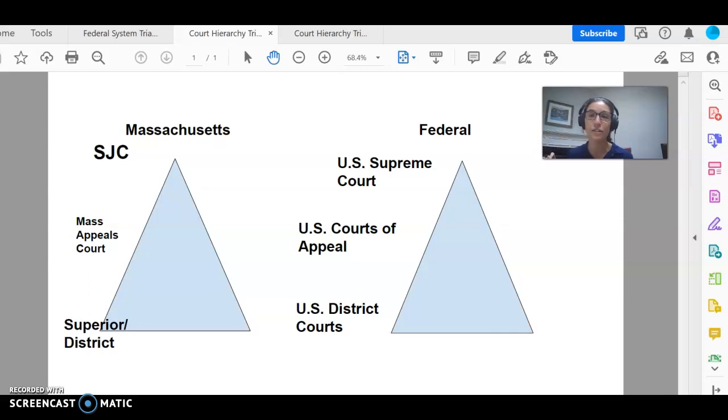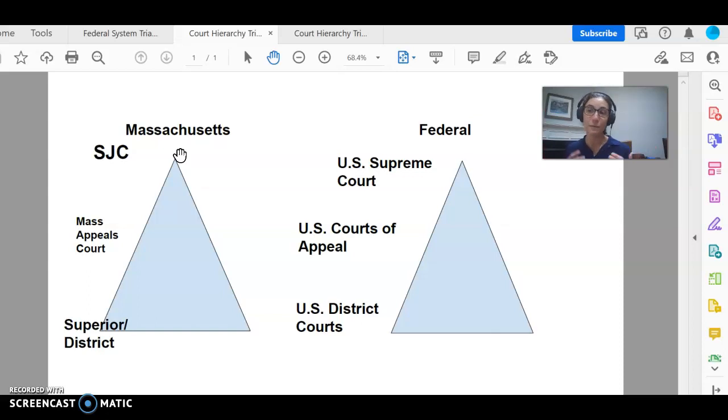So I'll briefly mention a couple of others just so we can see what some of the naming similarity and differences are. But this structure, the idea that there are trial courts at the bottom, which are down here, and then appellate courts, and then at the very top is the highest level of appellate court. This is true for every state as we conduct our legal research. So that part is the same.